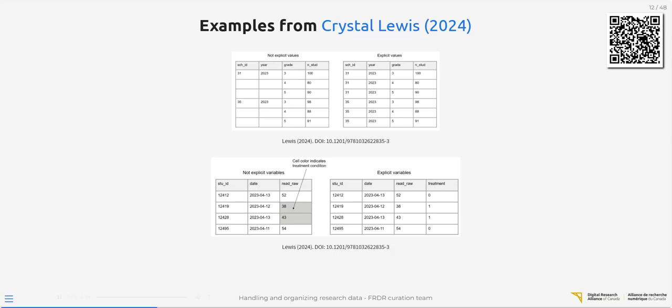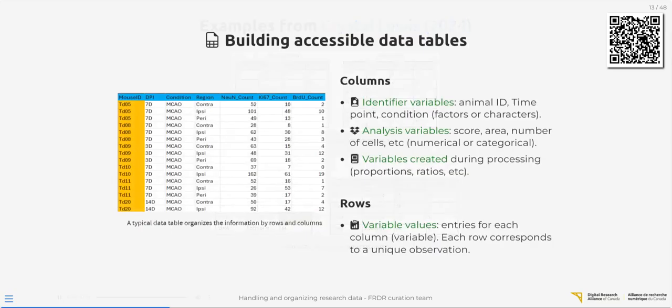In the left table, treatment groups are indicated by cell color, a method that computers cannot easily interpret. The corrected version adds an explicit treatment column with clear numerical values, ensuring that all critical information is captured directly in the data itself. Now let's look at how to build accessible and well-structured data tables.